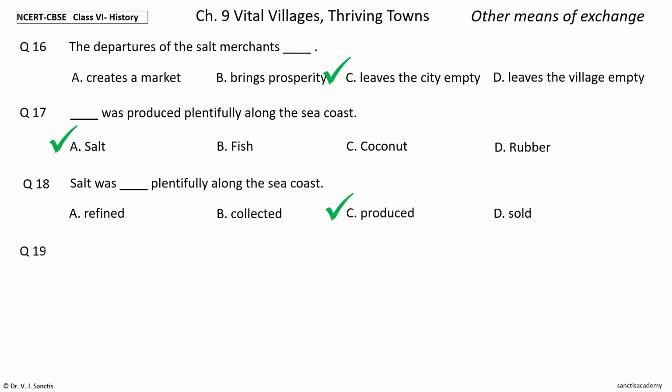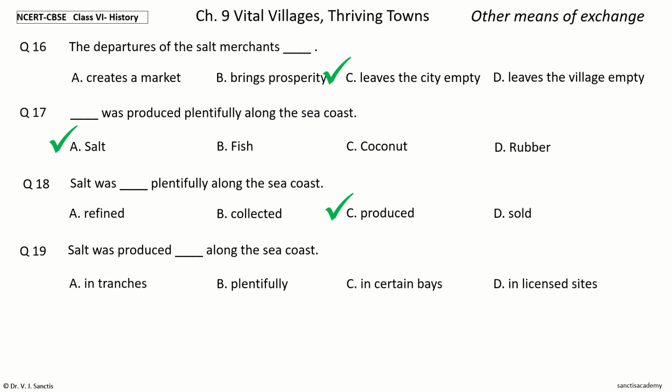Question 19. Salt was produced dash along the sea coast. The options are in tranches, plentifully, in certain bays, in licensed sites. Your time to choose. And the answer is plentifully. So, salt was produced plentifully along the sea coast.